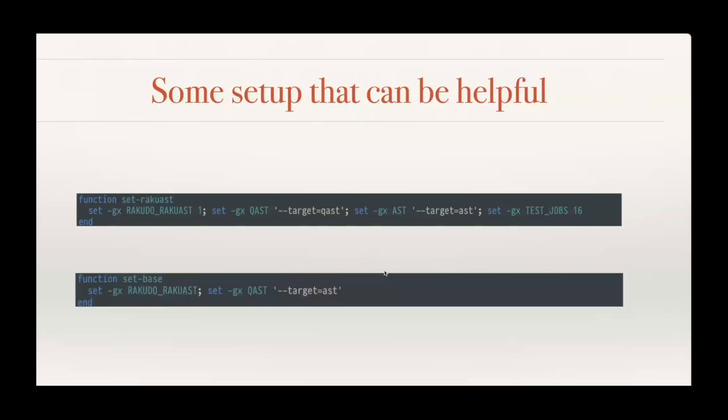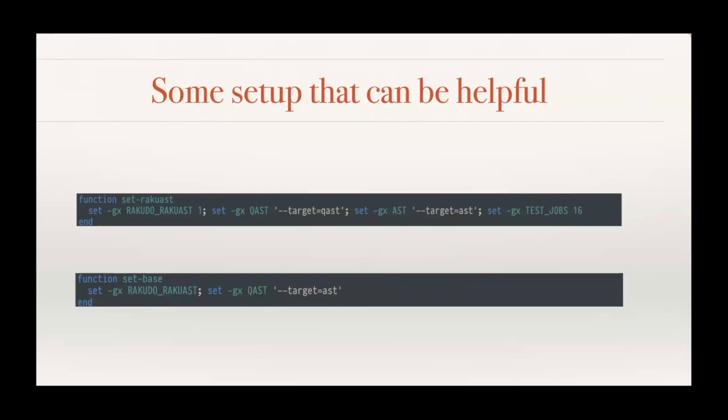And in set base here, we just do the same thing, except our version of the cast environment variable just says target equals AST. And that's because that's what the old target of AST was. Now that will give us something different, but in the base compiler that outputs cast.